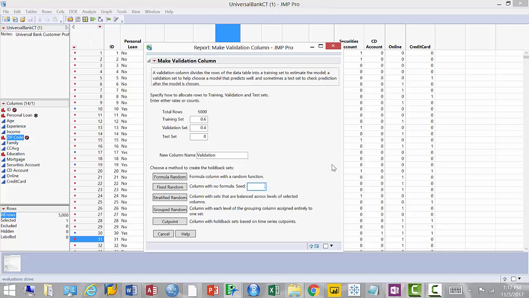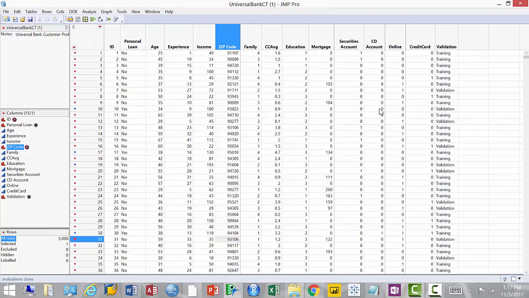And so that we're going to end up with the same result, let's use 100 as the seed value, okay? And fixed random. Fixed random means that you and I are going to end up with the same breakdown between training data and validation data, okay? So the model that we're going to construct is going to be the same exact thing. Fixed random. And it adds the validation column, right? 60% of the records are labeled as training and 40% of the records are labeled as validation, okay?